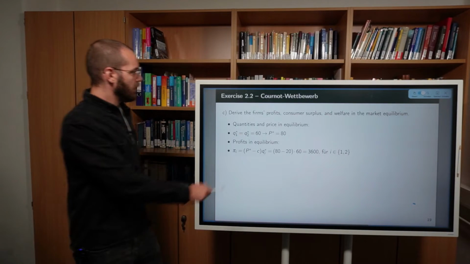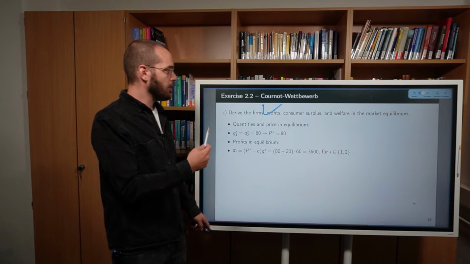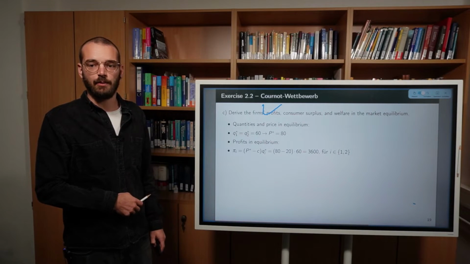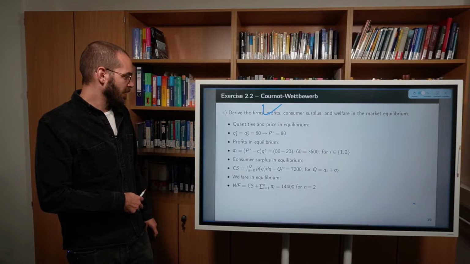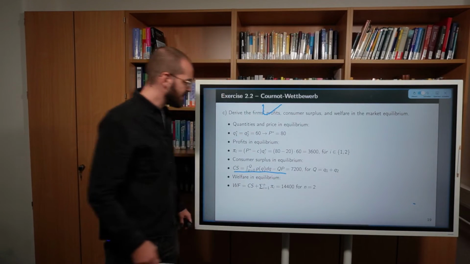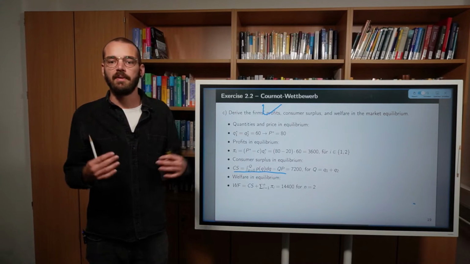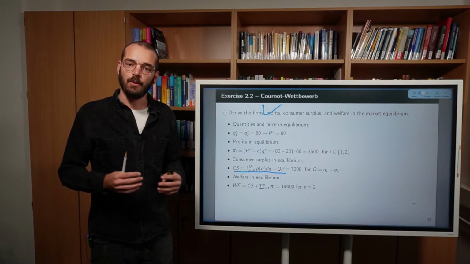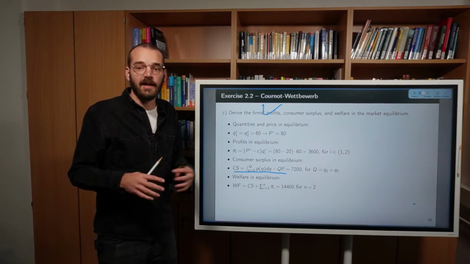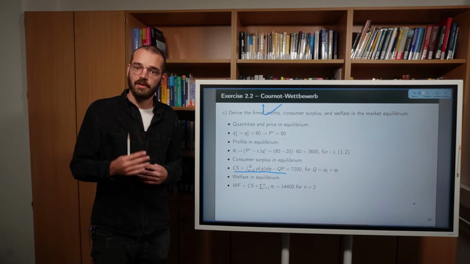Okay, now we know the firm profits, so the next step would be calculating consumer surplus and welfare in this market equilibrium. Consumer surplus results as the area below the demand function and above the market equilibrium price. We can calculate it using this integral, integrating the demand function, right?